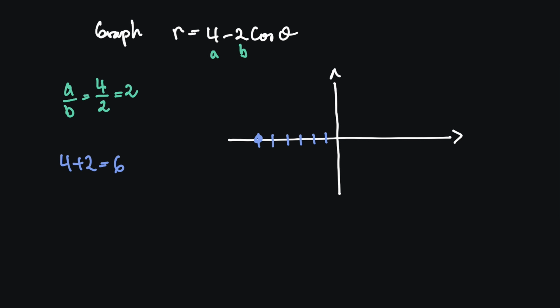All right, let's find our intersections. Our intersections are going to be defined again by A, and A is 4. So 1, 2, 3, 4.